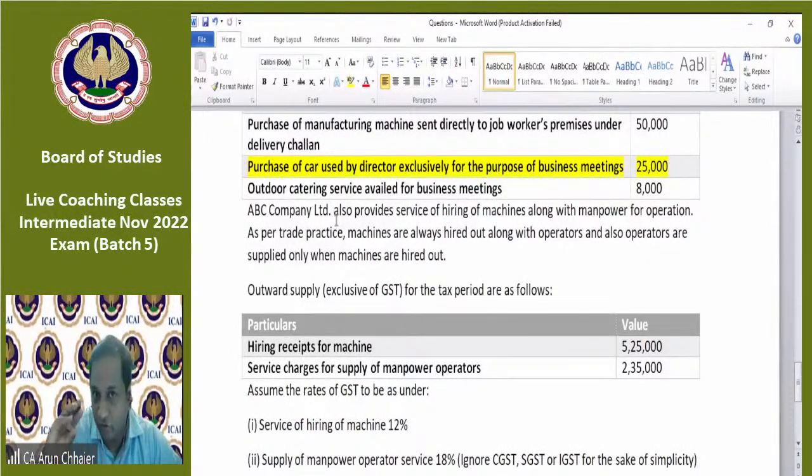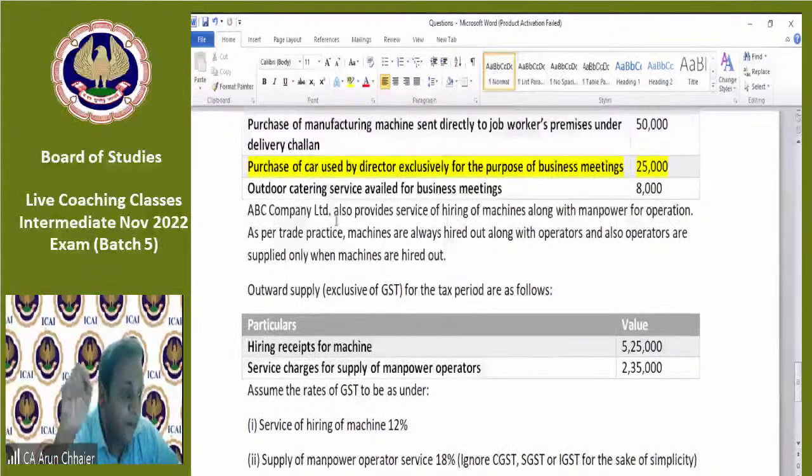So actually, if you see the language, that language has been borrowed from Section 10 of the IGST Act, of that 16(2) provision. We'll discuss it further whenever we get the opportunity, but not now. Right now, we are okay with that. Outdoor catering ITC available or not? Answer is ITC is blocked.